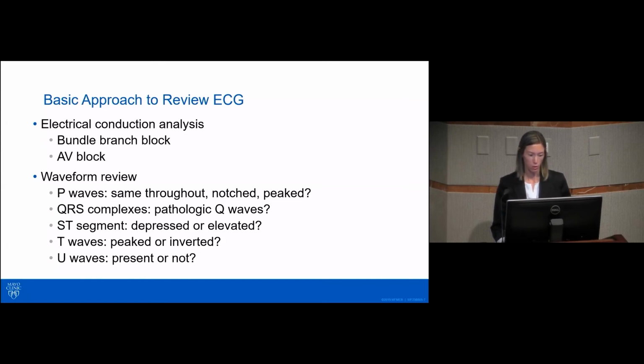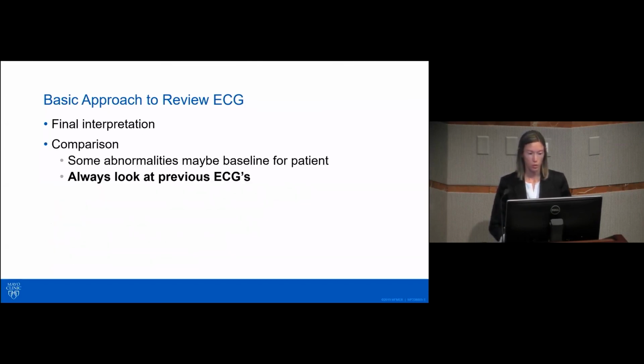For instance, when you're looking at the P waves, does each one look the same? Do you see any notching or peaking that might indicate some atrial size abnormalities? The QRS complex, are you seeing any pathologic Q waves? The ST segment, do you see any depression or elevation? Seeing any peaking or inversion of T waves? And then U waves, are they there or are they not? Then you can put this all together and make your final interpretation.